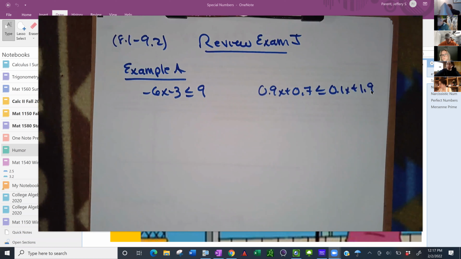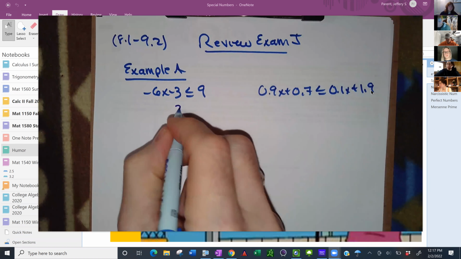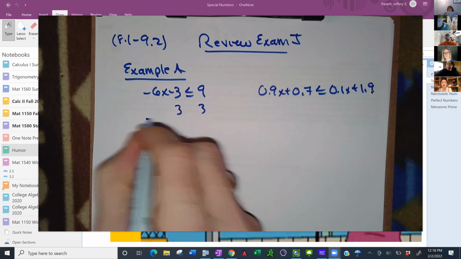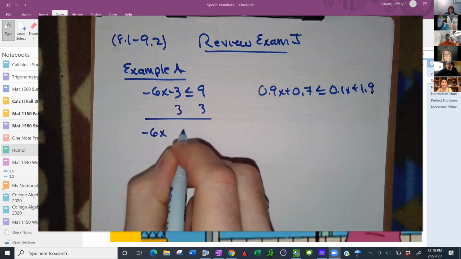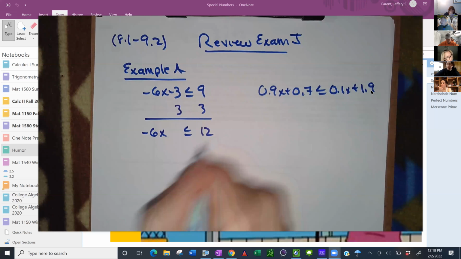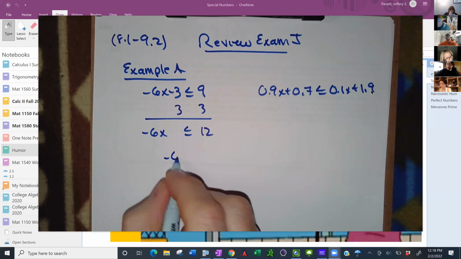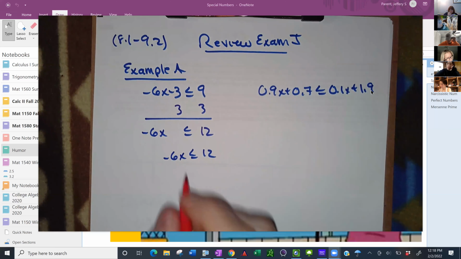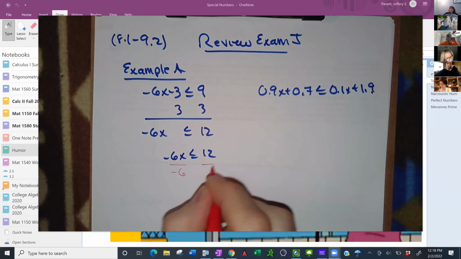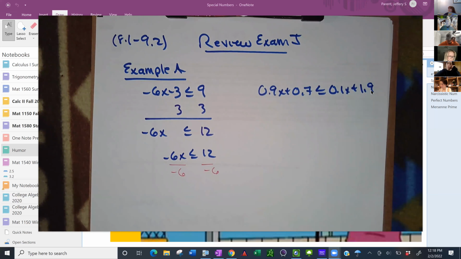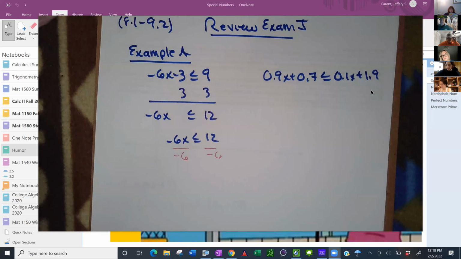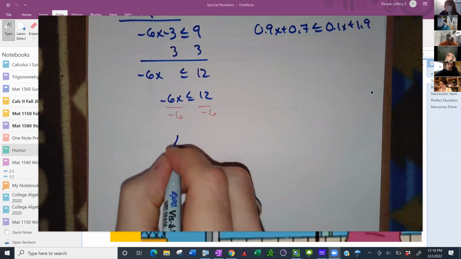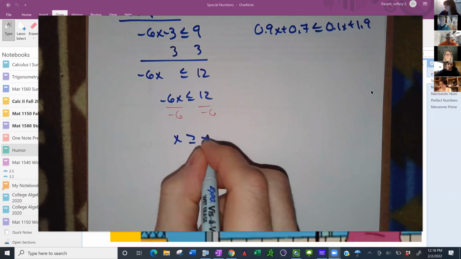So the reason I chose this one is I wanted to remind you something when we're solving inequalities. If I add 3 to both sides, I end up with something like this. To finish this up, I've got to divide both sides by -6. But what happens in an inequality when I divide both sides or multiply both sides by a negative number? You remember? You have to change the direction. Yeah, perfectly. It changes the direction of the inequality. So this is going to be x is greater than or equal to -2.